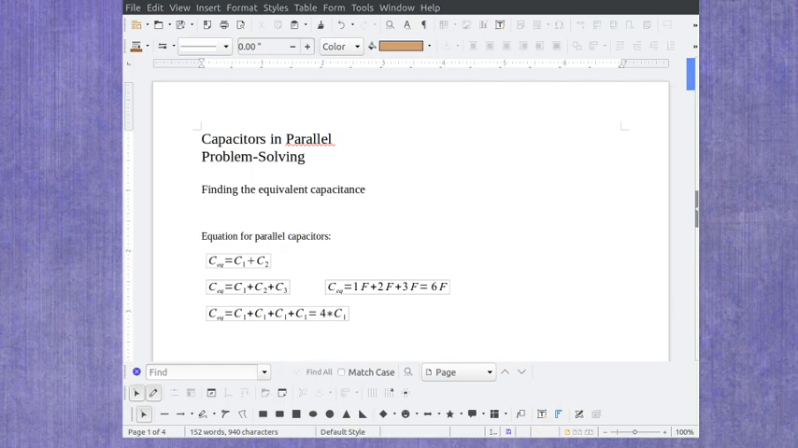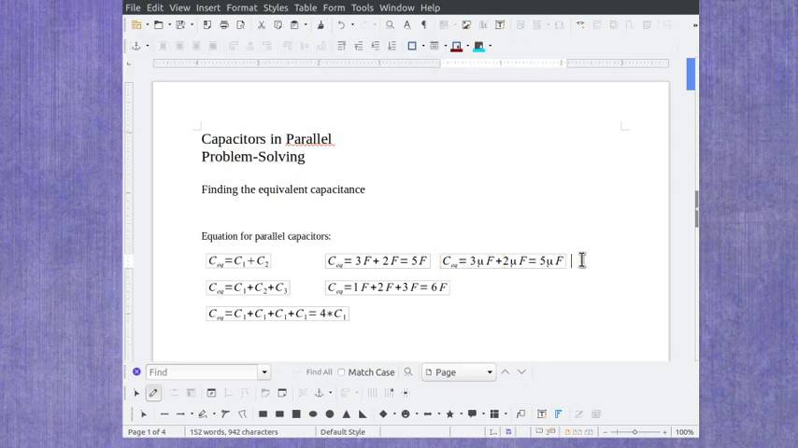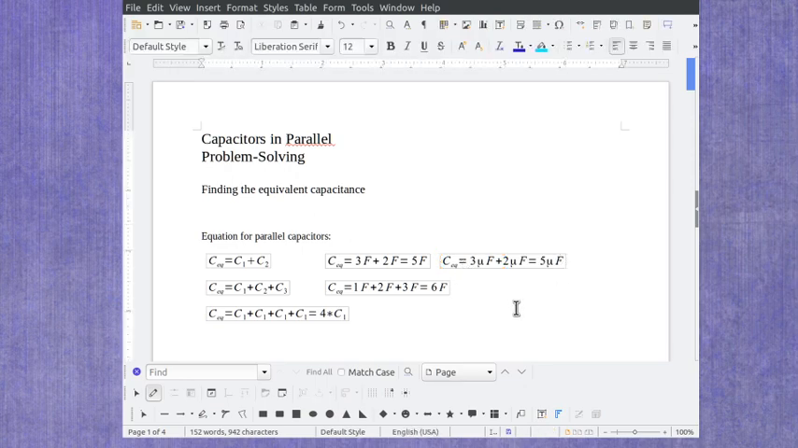So again, values here for capacitors in parallel are really easy to just add up, even if you're working with more than one or with things that have metric prefixes. So all of these are examples of finding the equivalent capacitance for a parallel circuit. Really the simplest capacitor circuit you could possibly work with.